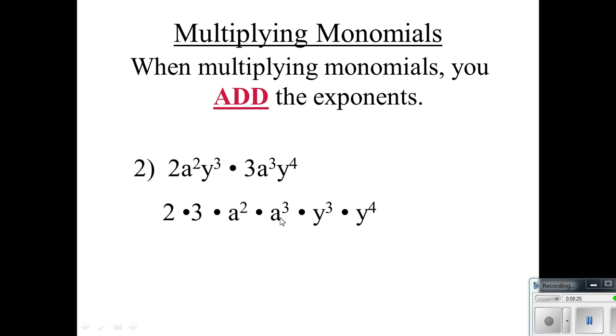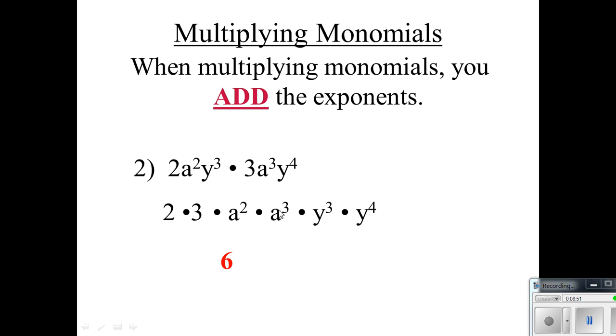So we can actually justify this using the concept of your commutative property. You can just move your a cubed close to a squared, you can move y cubed close to y to the power of 4, and you can move your 3 close to your 2. Next, we multiply your coefficients, which is 2 times 3. This will give us 6.